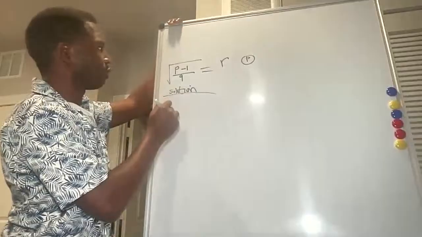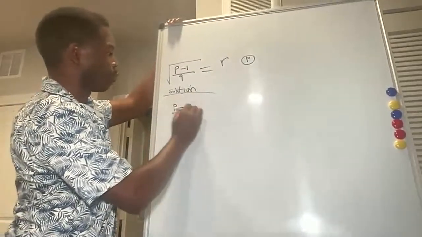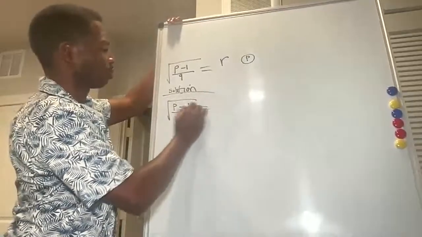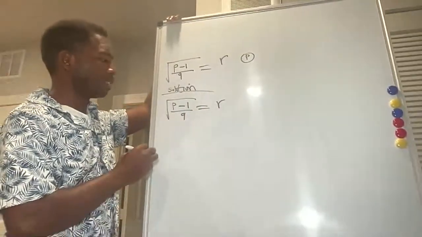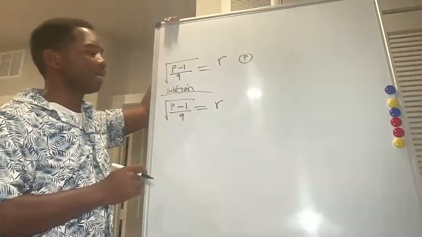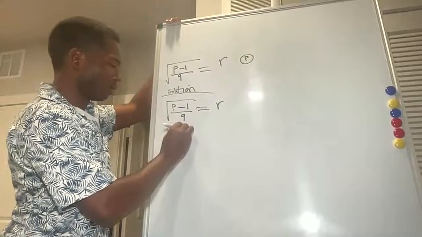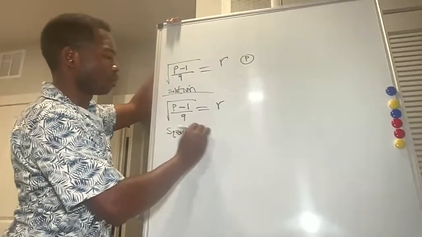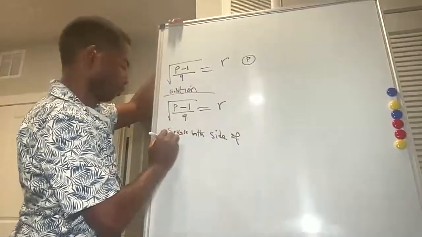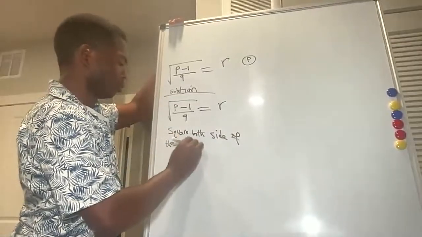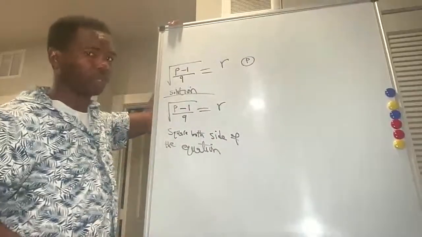Solution, let's make p subject of the formula. The square root of (p minus 1) over 9 is equal to r. Firstly, what we need to do is square both sides of the equation.